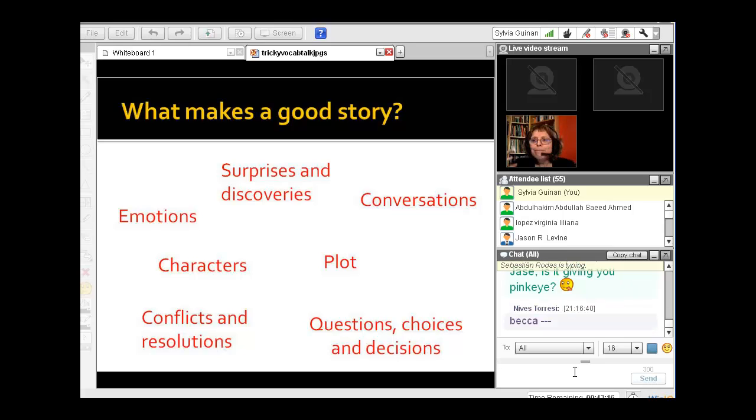What is it that makes a good story? So have a look at these things here. What do you think the two crucial things are? If you had to choose just two things, what would they be? Of course, all the answers are sort of possible, but looking at these words, using emotions and discoveries, yes. I mean, there are no right or wrong answers here.